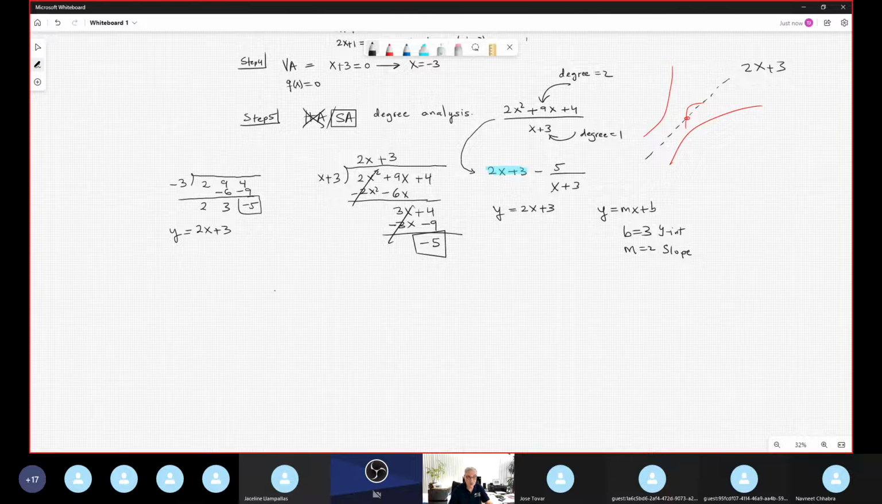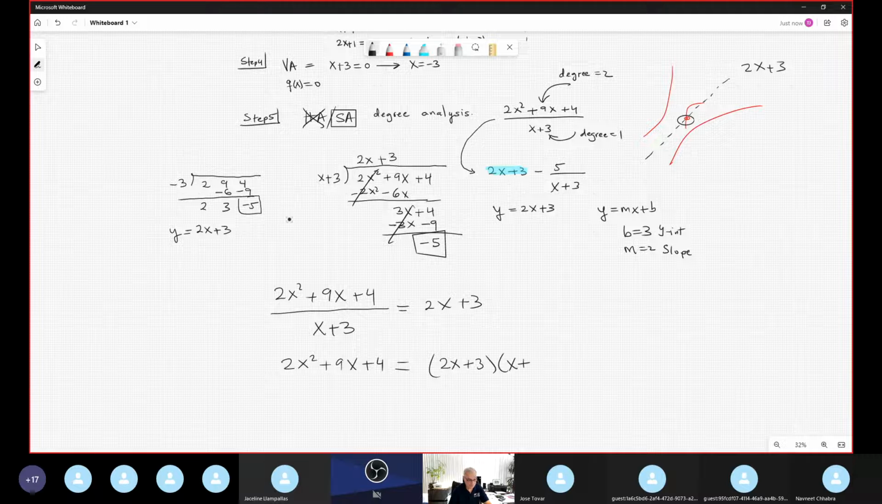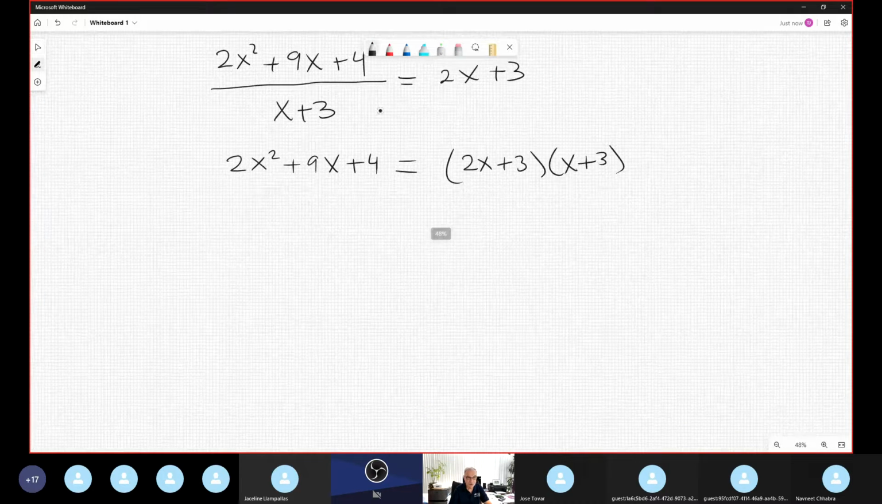So now, to investigate, this is super easy. You copy the original function, that's 2x squared plus 9x plus 4 divided by x plus 3, and you force it to be equal to 2x plus 3, the slant asymptote. At this specific point, I try to find, I don't know if it's possible or impossible, a perfect coincidence between the red curve and the asymptote. Okay, now let's do it. So cross multiply: 2x squared plus 9x plus 4 is equal to the multiplication of 2x plus 3 times x plus 3. Let's do it. FOIL, multiplying two binomials.